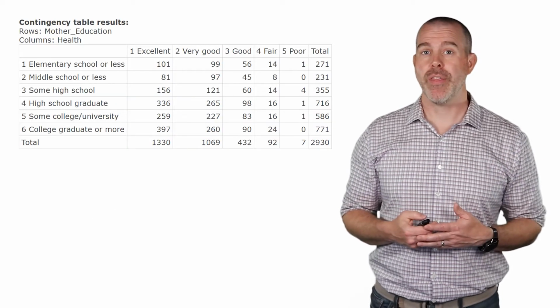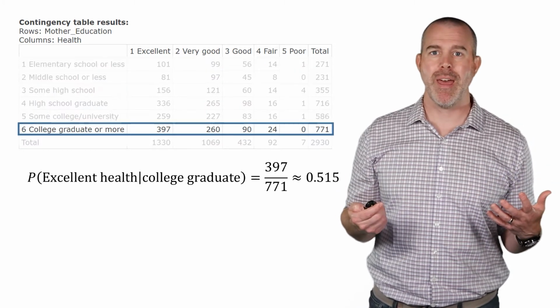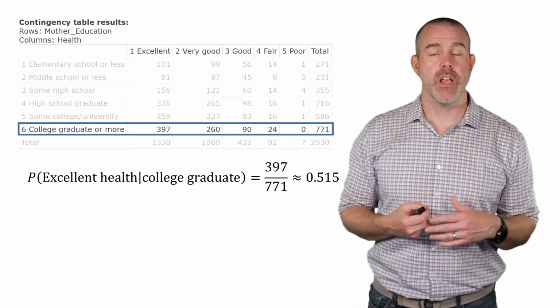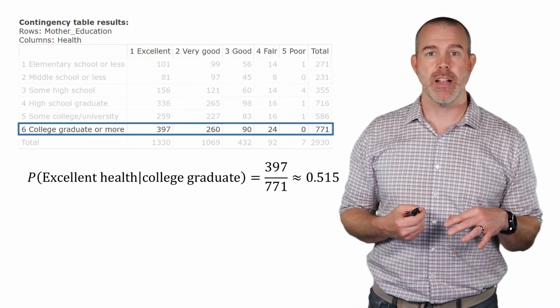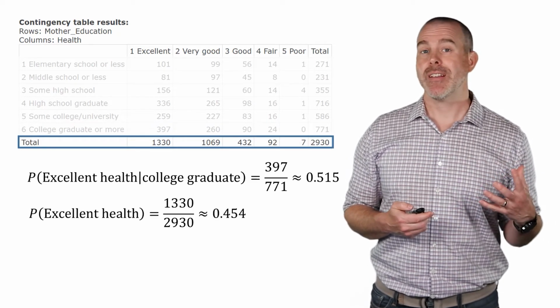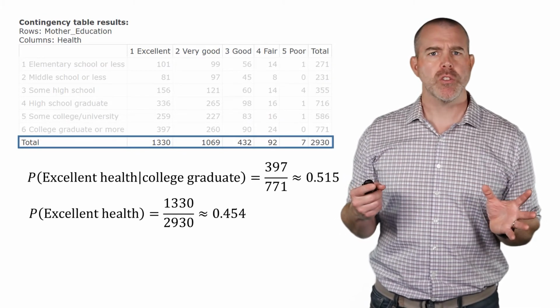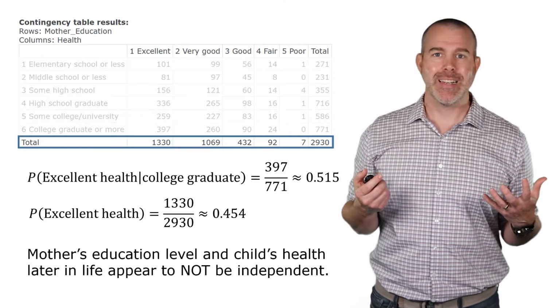Let's check that with our Children of Immigrants database. We could check to see if two different things are independent. Let's look at the excellent health and college graduate. So the probability that an individual has excellent health, given that the mother was a college graduate, that's about 0.515. If we look at the probability of excellent health overall, that's about 0.454. Those are close, but different. So we could say it looks like they're not independent.